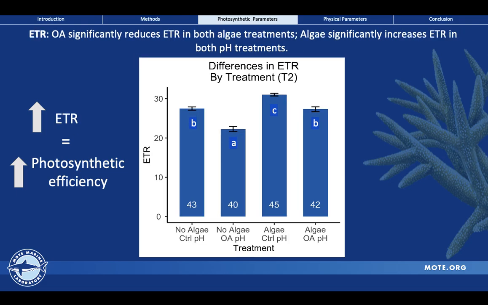Similarly to the previous slide, the ETR data parallels the FV over FM data, which further reinforces the idea that sargassum may mitigate physiological effects of OA on A. cervicornis.